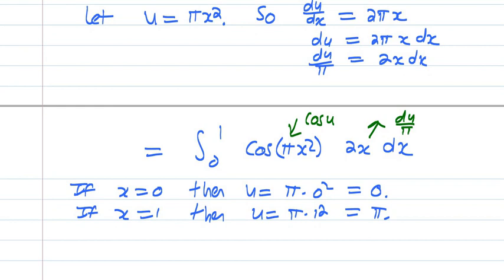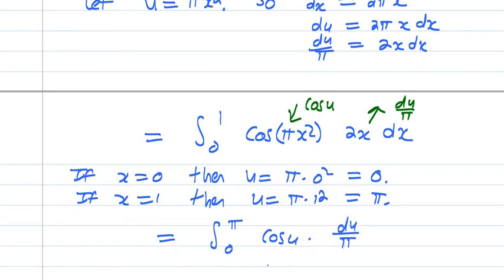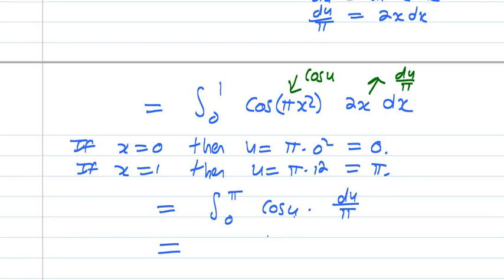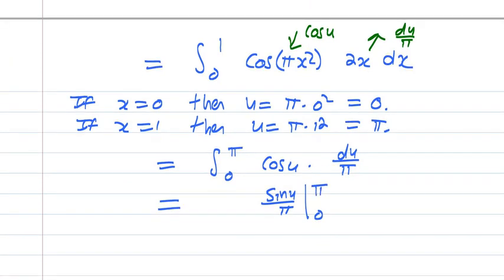Alright, so if we use substitution, this now becomes an integral from 0 to pi of cos u du over pi. So substitution did work here, because the problem was purely in terms of x, now it's purely in terms of u. And now we proceed. The integral of cos u is sine u over pi, plug in 0 and pi.